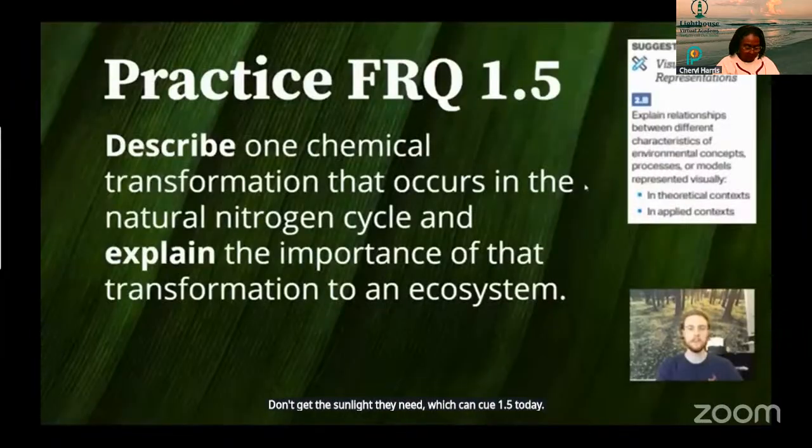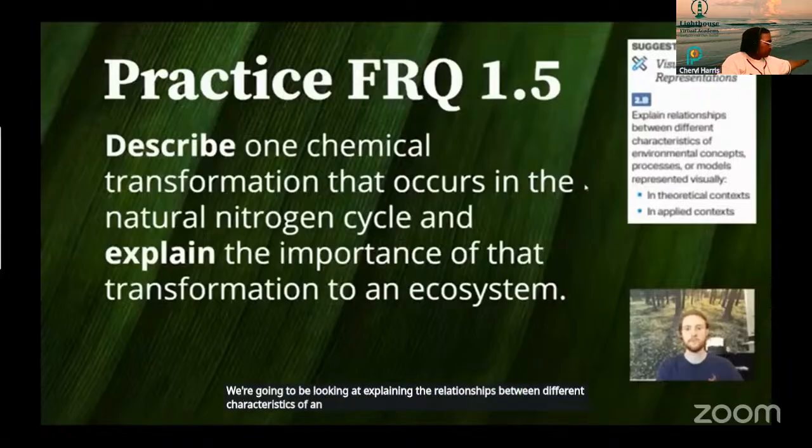We're going to be looking at explaining the relationships between different characteristics of an environmental concept.